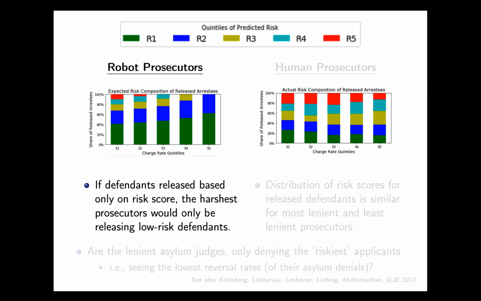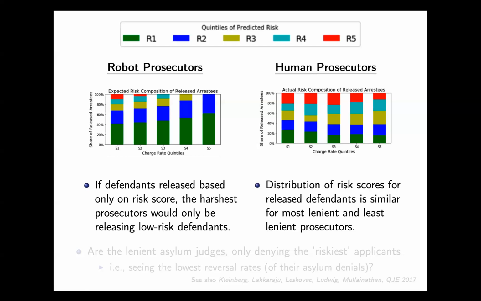Now, if instead I were flipping a coin, you might expect an even distribution of predicted risk scores throughout the distribution of prosecutor leniencies. In addition, for any group of prosecutors, you might expect a similar distribution of R1s to R5s. And it turns out this appears to have been the case for human prosecutors in New Orleans, where the distribution of risk scores for the released defendants is similar for the most lenient and the least lenient prosecutors.